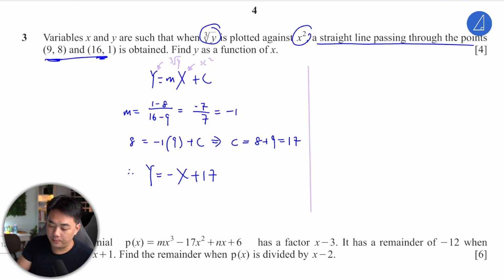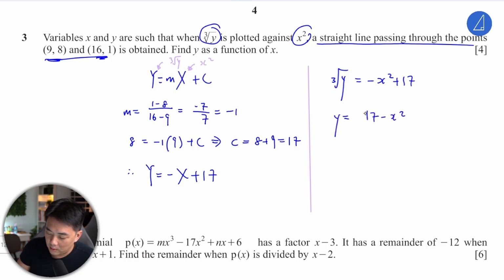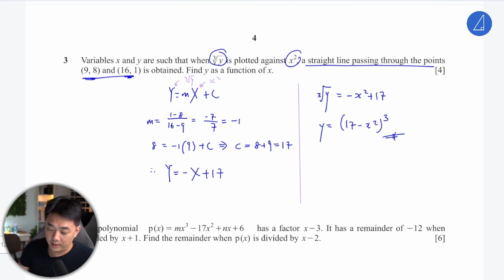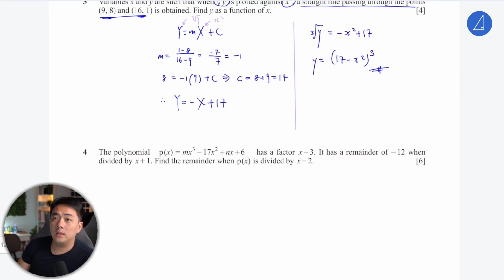Now we replace it back. Capital Y, the cubic root of y, is given by minus x squared plus 17. To find y, cube both sides. So y is equal to 17 minus x squared, all to the power 3. That's how we've done this part. Let's look at the subsequent one.